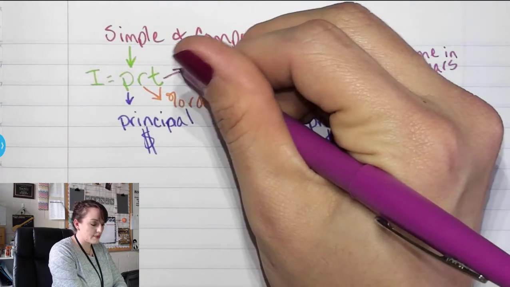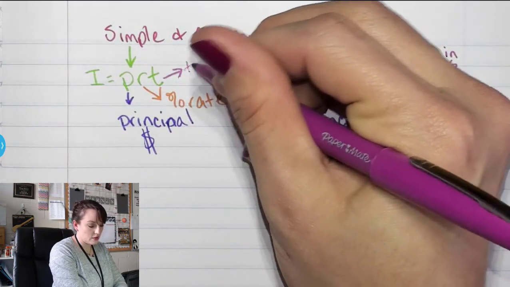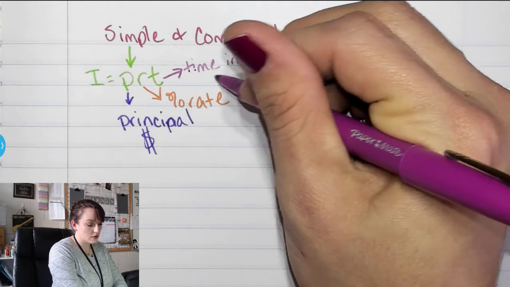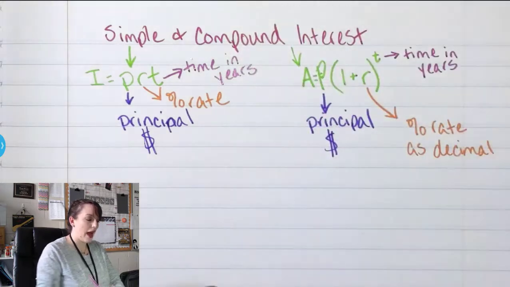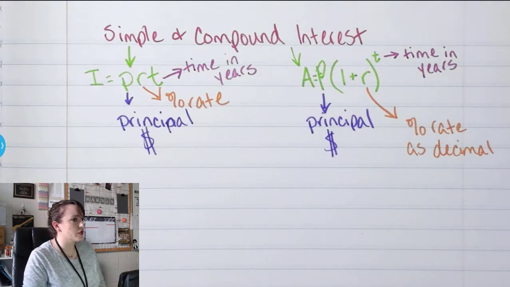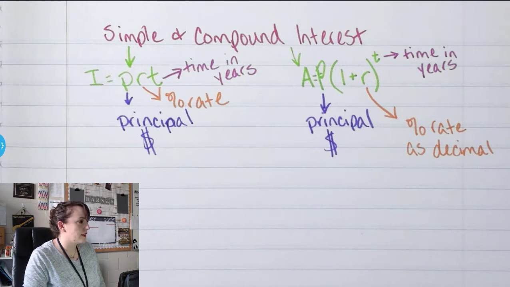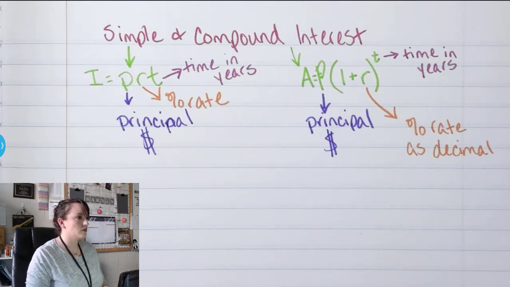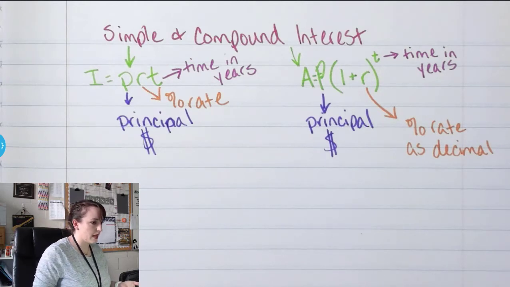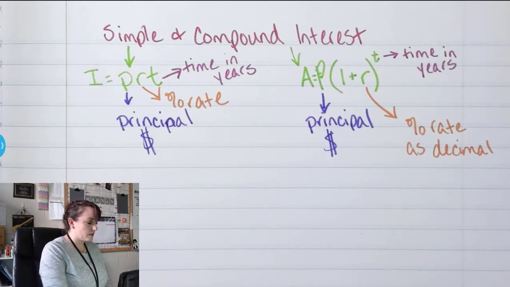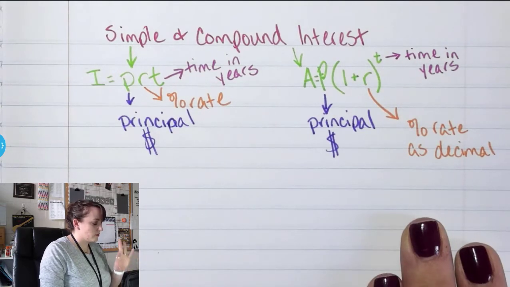So if they tell you 6 months, how much of a year is that? Half. How would you convert months to years? If I said 5 months, how would you make that a year? How many months are in a year? 5/12. So you would do 5 over 12. They probably won't do that, but know that that's a thing.